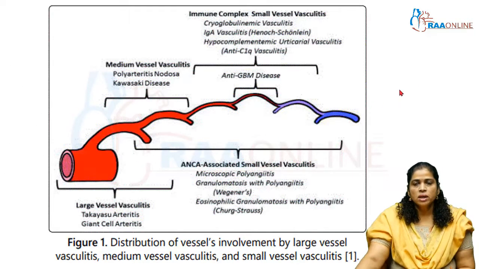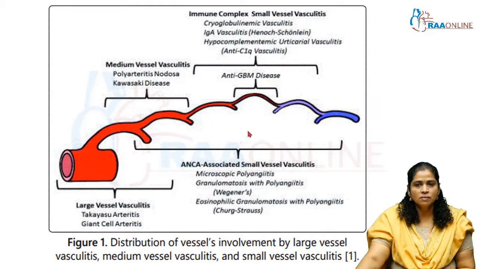This picture, if you remember this and understand this, that will be very useful for you to understand vasculitis because it shows the Chapel Hill consensus, what was arrived at there. So basically, large vessel vasculitis is Takayasu arteritis and giant cell arteritis. Medium vessel vasculitis is polyarteritis nodosa and Kawasaki disease.